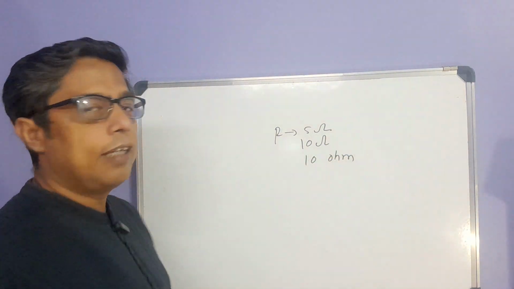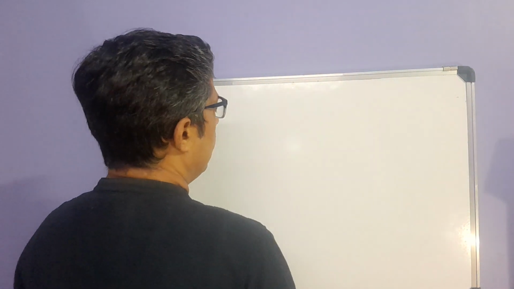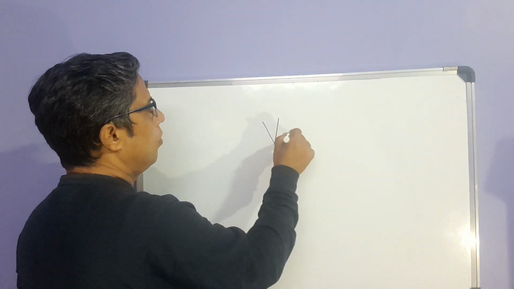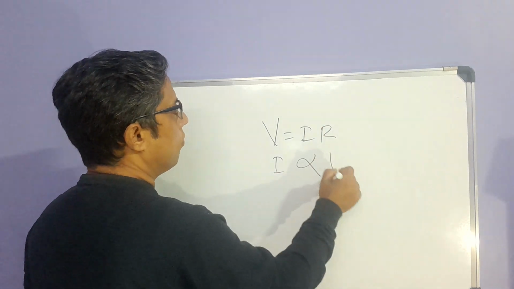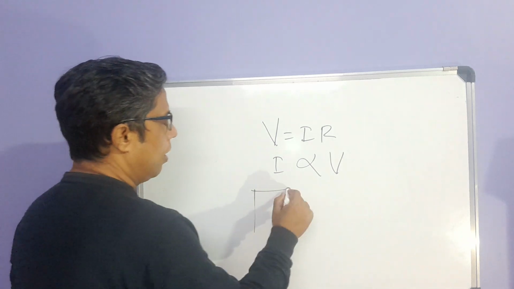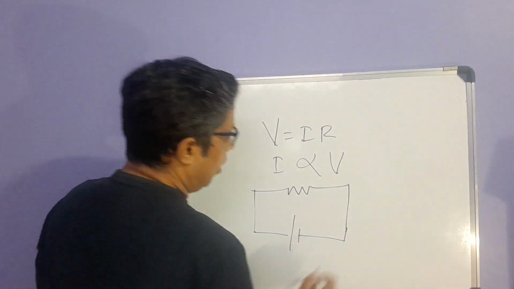Now next is Ohm's law. So what does Ohm's law say? This is the revision class, so I am going like that. V is equal to IR. So current in a circuit is proportional to the voltage applied on it. If in a circuit I increase the voltage, the current will increase.